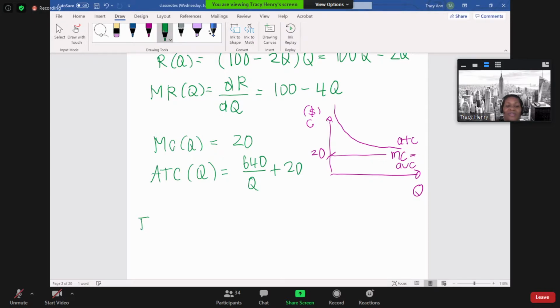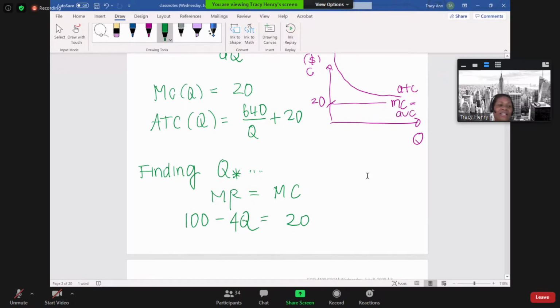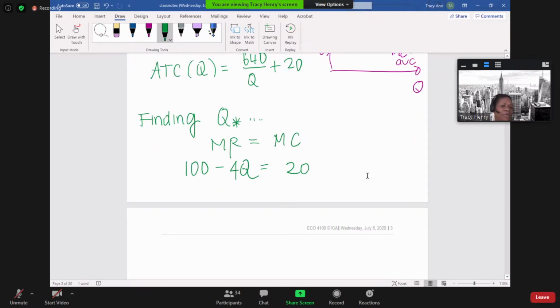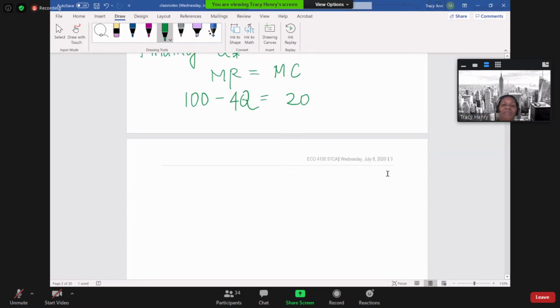So finding Q star. You're going to set your marginal revenue equal to marginal cost. So I have 100 minus 4Q. And I'm pretty sure while I was talking, somebody went ahead and found the answer. And you know how I am, right? I have this little adding machine that is solar powered. So you know that it's going to take me a while because it's not like I'm outside, right? So it's going to take me a while to determine the answer for this.